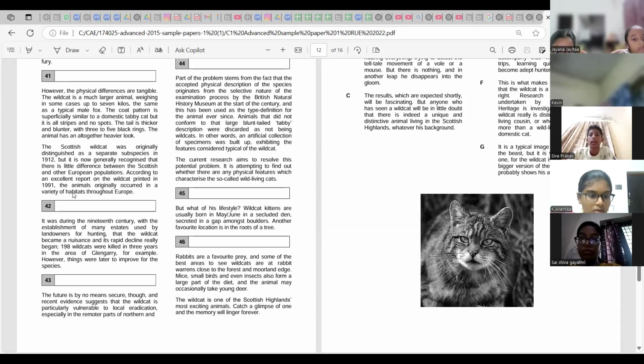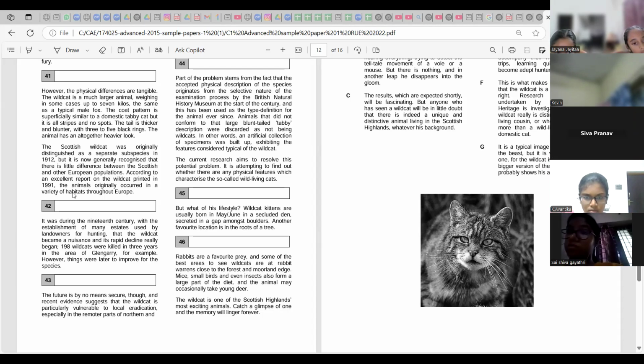It was during the 19th century, with the establishment of many estates used by landowners for hunting, that the wildcat became a nuisance and its rapid decline really began. 198 wildcats were killed in 3 years in the area of Glengarry. For example, however, things were later to improve for the species.